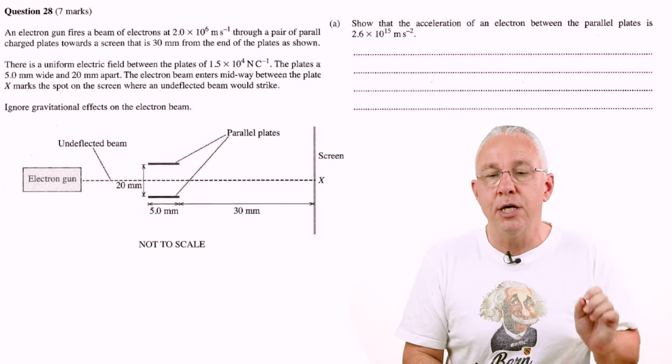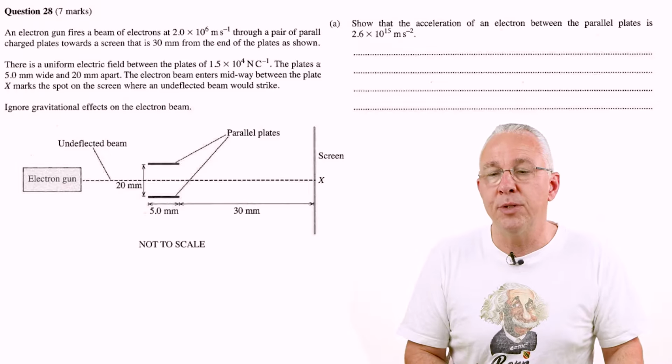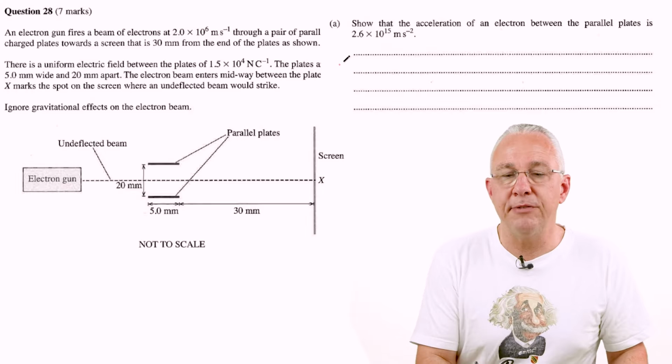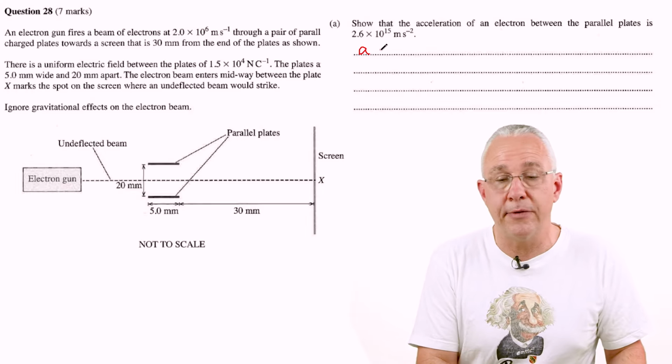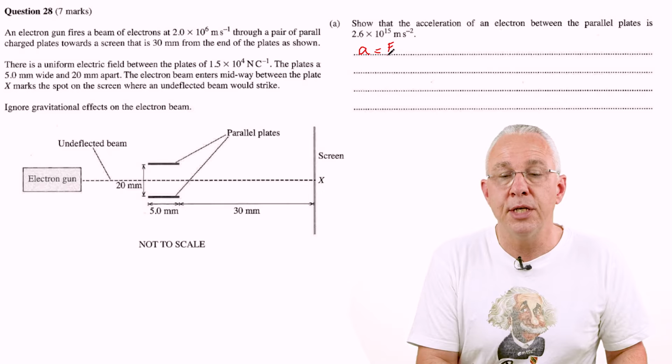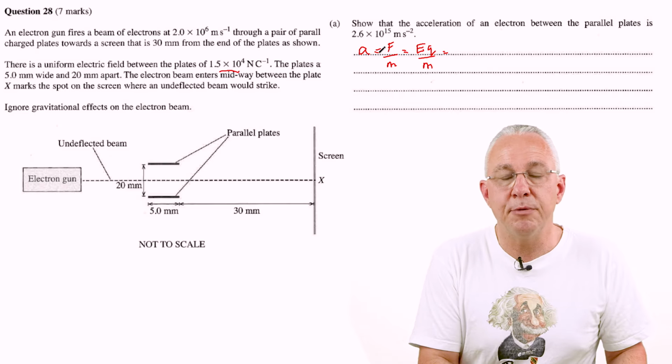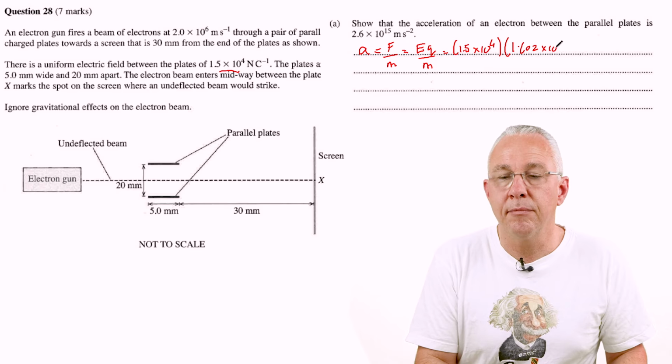The first question is, show that the acceleration of the electron between the plates is 2.6 by 10 to the power of 15. Well, this is relatively straightforward. We know Newton's second law says the acceleration is equal to the net force divided by the mass. But of course, the force on a charge in an electric field is equal to EQ. And so we can divide this by the mass. Now, our electric field is provided. Our charge, of course, being an electron, like so. And we divide this, of course, by the mass of the electron.